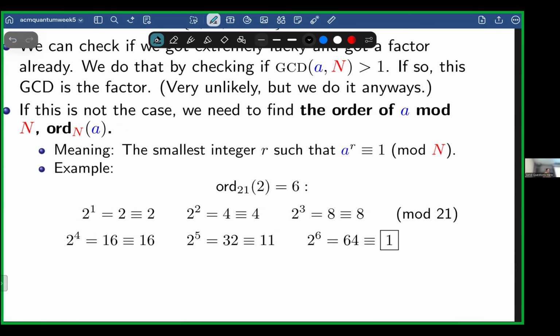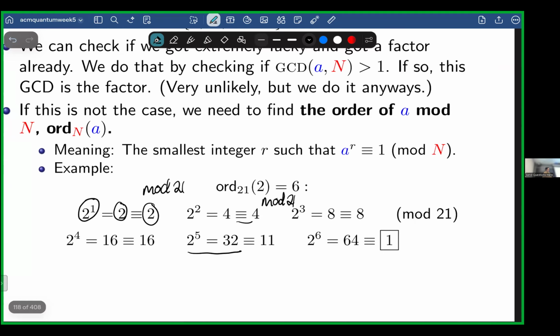Order of 2 mod 21 is 6 because 2 to the first power is 2, which is equivalent to 2 when you do mod 21. And then 2 to the second is 4, which is equivalent to 4 mod 21. These three lines just mean equivalent, like when we're taking mod 21. 2 cubed is 8, which is also 8 mod 21. 2 to the 4th is 16. And then 2 to the 5th is 32.